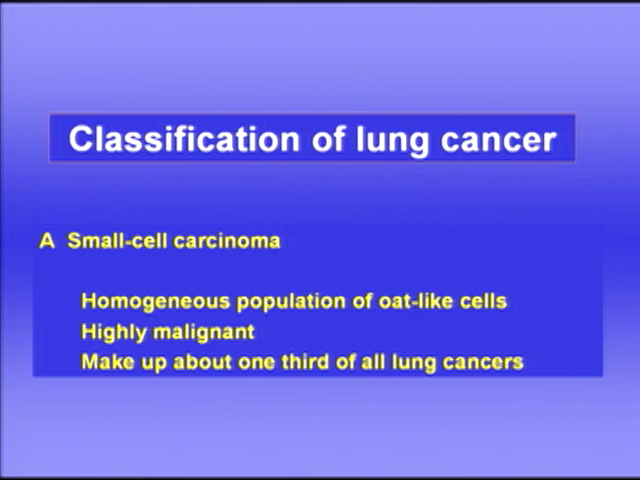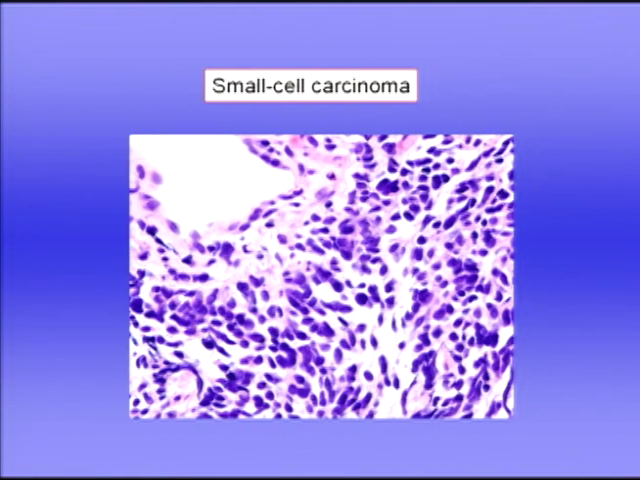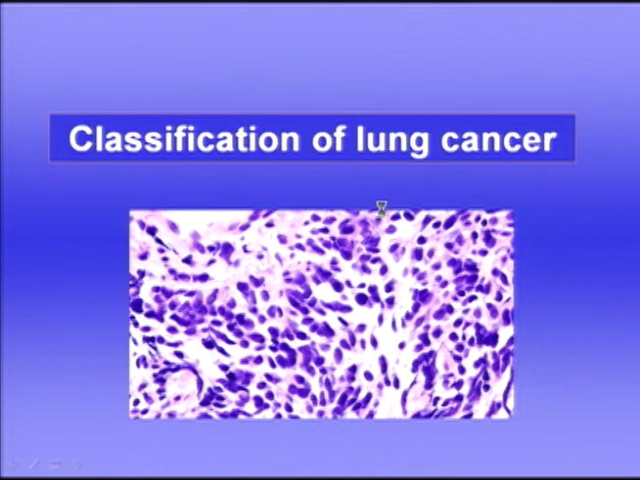So let's look at the classification of lung cancer, and I'm going to do that rather briefly. They're classified into small cell carcinoma and non-small cell carcinoma. Small cell carcinomas show a homogeneous population of these cells. They're often thought to look like oat cells. Highly malignant, and makes up about a third of all cancers. And here's an example, a very nice slide showing small cell carcinoma, and you can see a rather uniform appearance of these oat cell-like cells here.